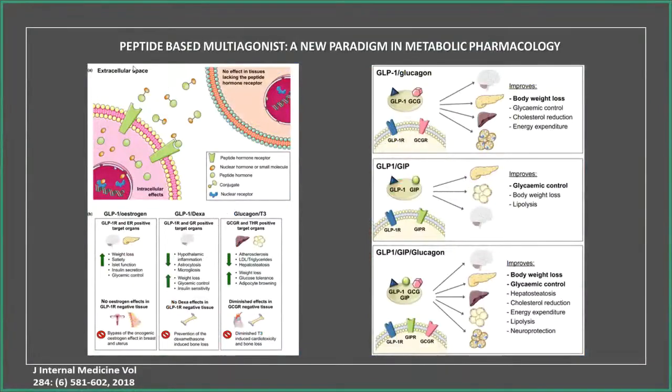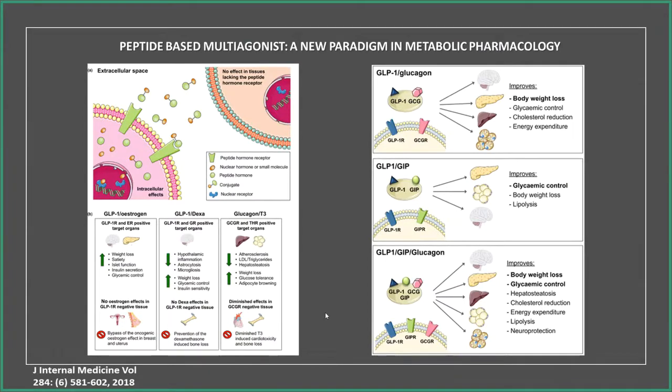In fact, we now have drugs where you can actually have a GLP-1 estrogen analog. One of the things it does is increase weight loss without having any of the other effects of estrogens, because it is attached to the GLP-1, so it only goes to cells that have the GLP-1 receptor. The same thing with GLP-1 and dexamethasone, and you have the GLP-1, glucagon and T3 combination. So they have been trying to use multiple different agents. And then you have the GLP-1 glucagon, GLP-1 GIP, which we already have, and then the triple agonist.